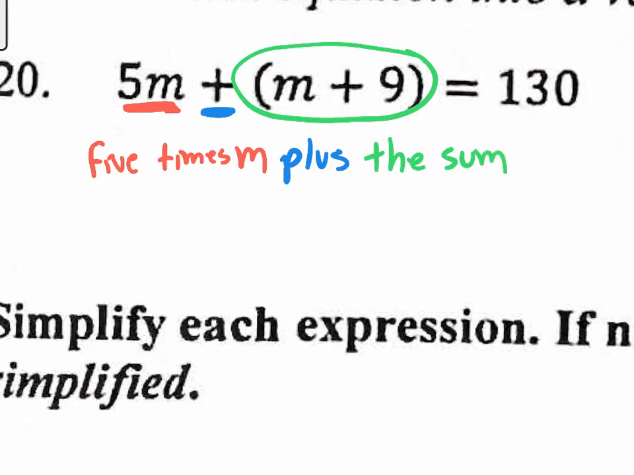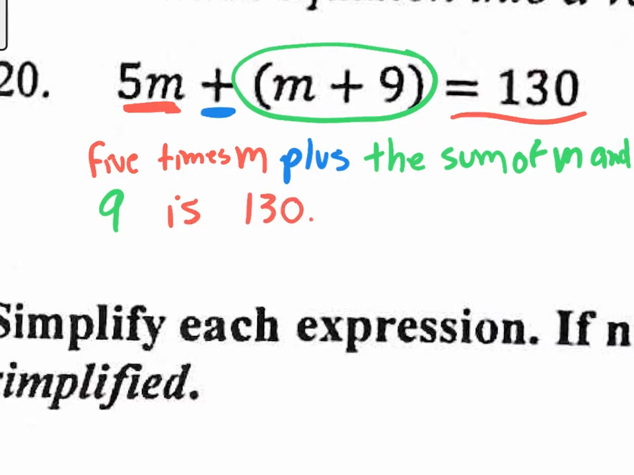And what is it that we're adding? The sum of m and 9. And of course, the equals, you could say equals, or you could say is 130. So that'd be the complete sentence right there, the verbal phrase, 5 times m plus the sum of m and 9 is 130. Now, there's many other ways of saying it also.